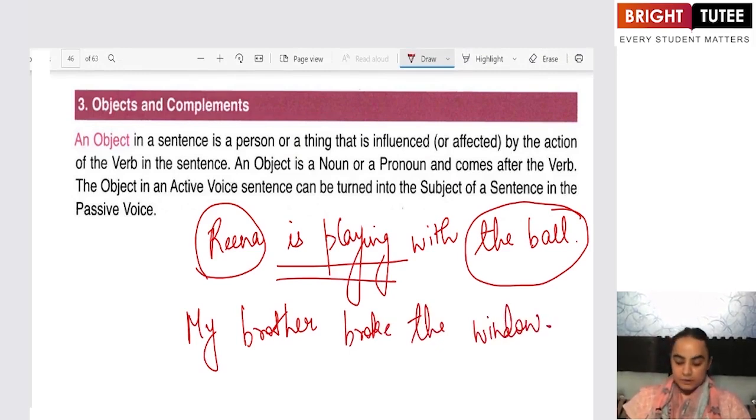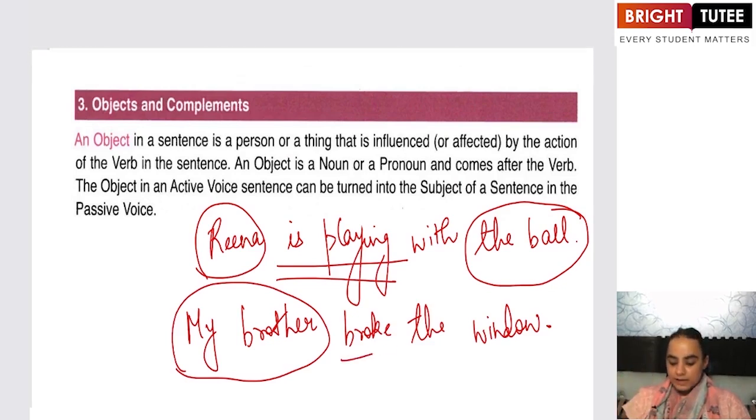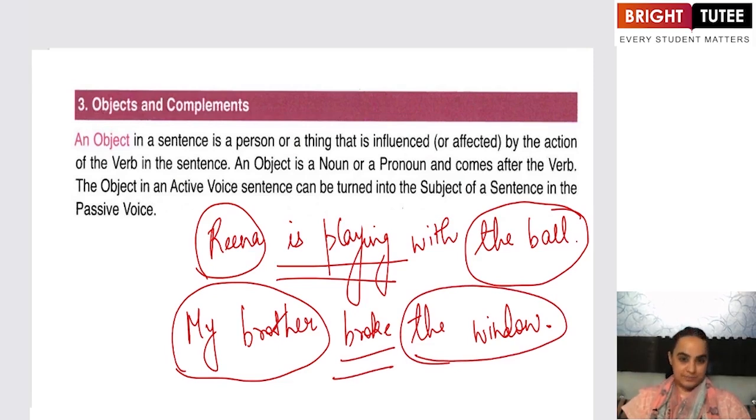What is my subject? My brother. What is my verb in the sentence? Broke. Yes. And what did my brother break? What was the impact on the window? So the window is my object. So an object is that person or thing in the sentence which is influenced or affected by the verb.